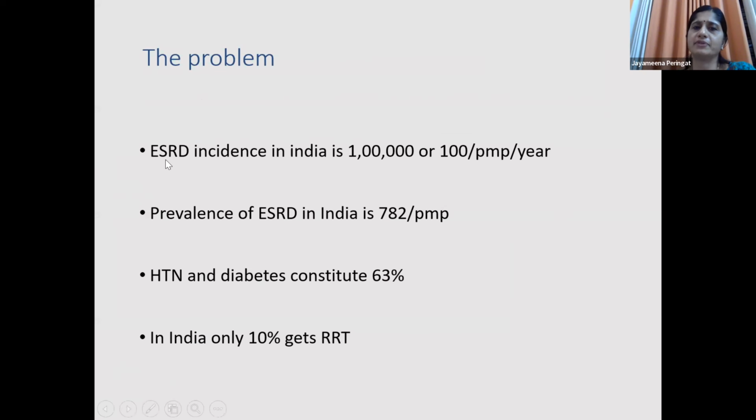The incidence of ESRD is about 100 per million per year, and the prevalence of ESRD is about 800 per million. Hypertension and diabetes constitute 63%, and only 10% get access to renal replacement therapy. So that is the state of India, where we are marching towards ESRD, but we don't have the facility to give them.